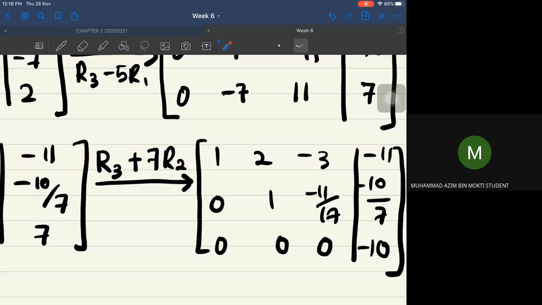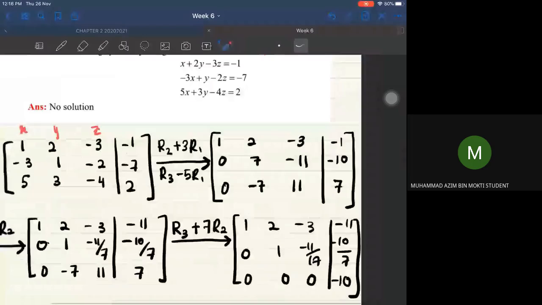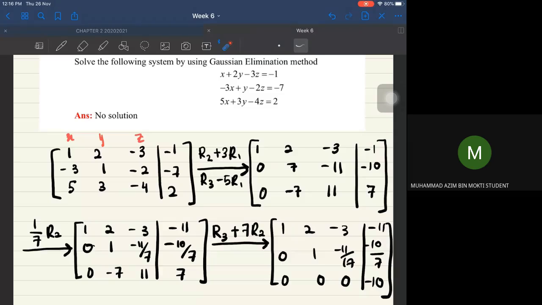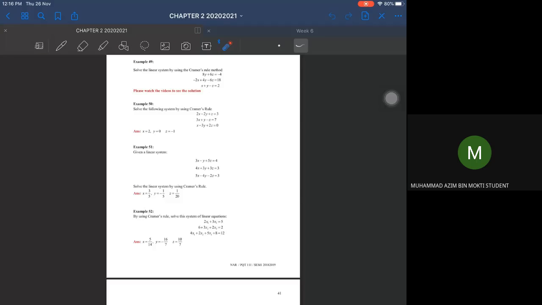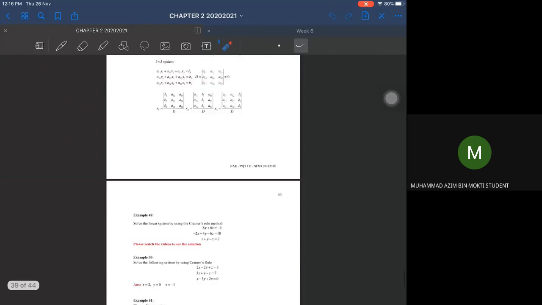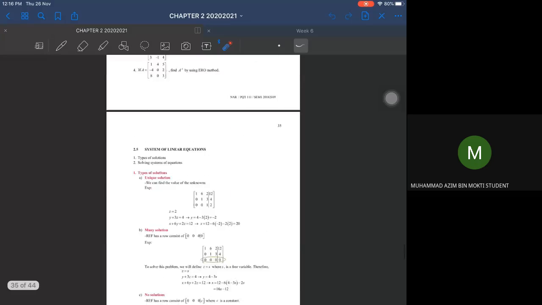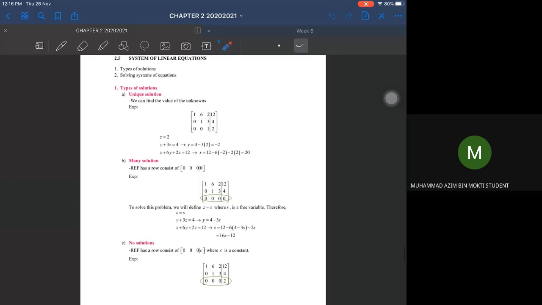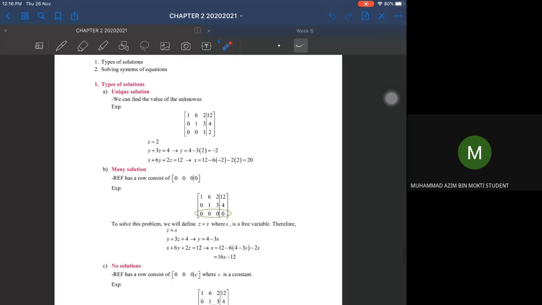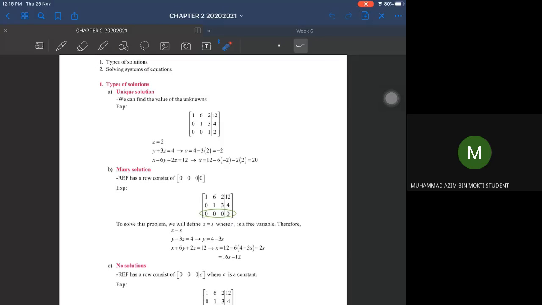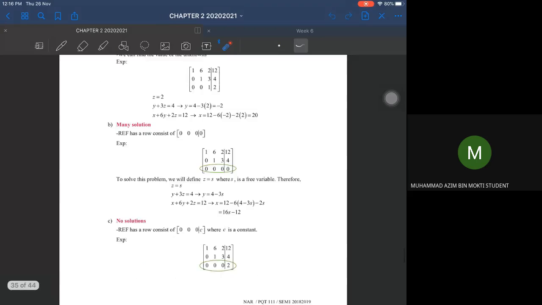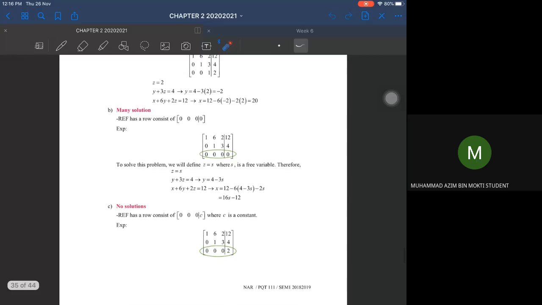Okay, so from here, what will be your solution? If you still remember, last week we learned, but only in general, the types of solution. This one. So you have a unique solution, you have many solutions, you have no solution.